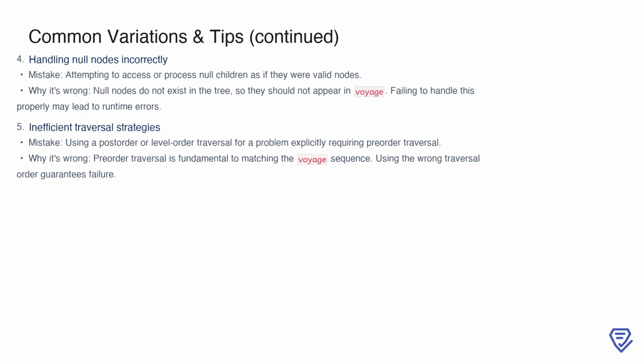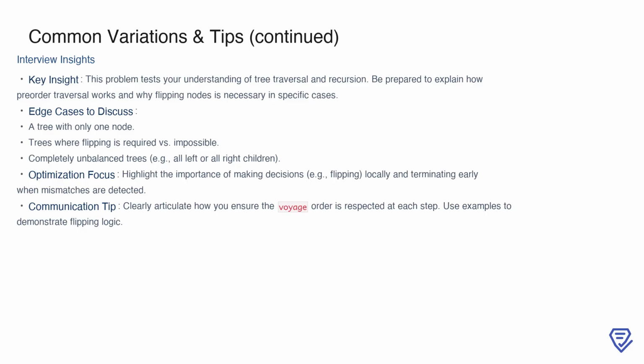Similarly, choosing an inefficient traversal strategy can doom your solution. This problem explicitly requires preorder traversal. If you use postorder or level order traversal instead, you'll fail to match the Voyage sequence. Preorder traversal is fundamental here because it ensures nodes are visited in the exact order specified by Voyage, which is the key to solving this problem. This problem is a great test of your understanding of tree traversal and recursion.